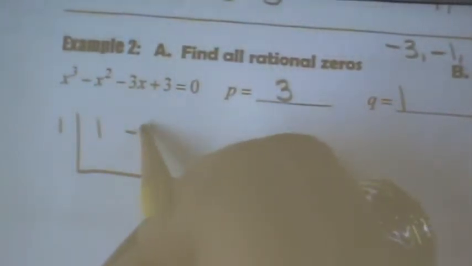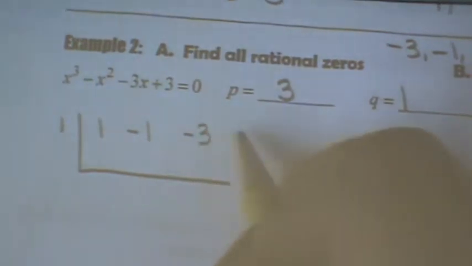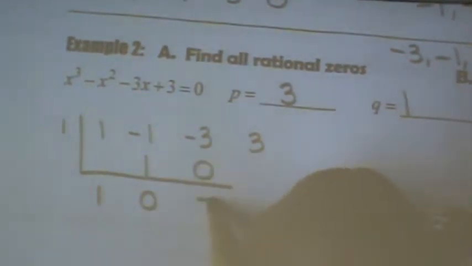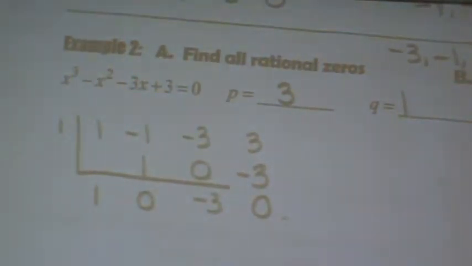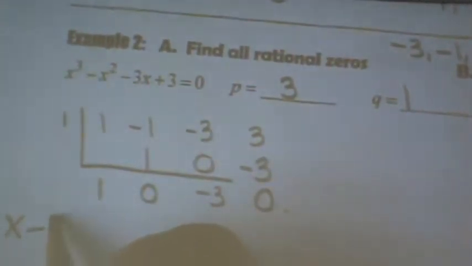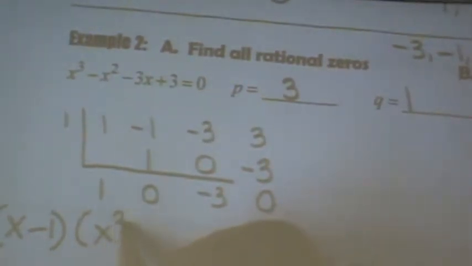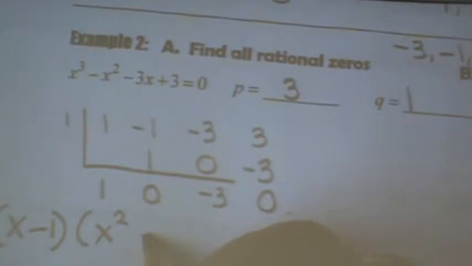I always start right in the middle at 1. So start with 1. Let's see what we get. We've got 1, -1, -3, and 3. So bring down the 1. 1 times 1 is 1. Add, multiply, and guess what? We got a 0. So 1 is a 0. So if I start writing it in factored form, I get x minus 1. What's left here is x squared plus 0x minus 3.